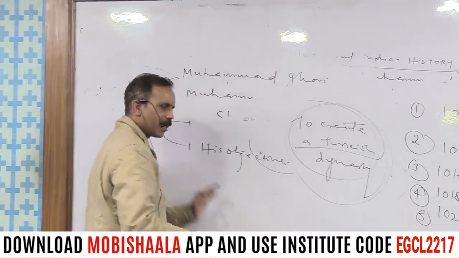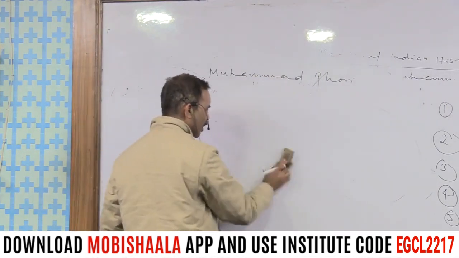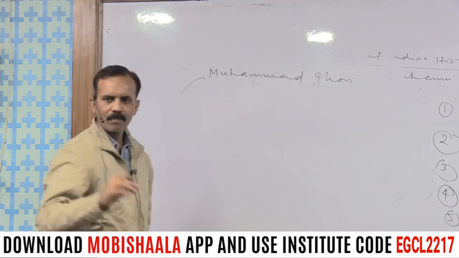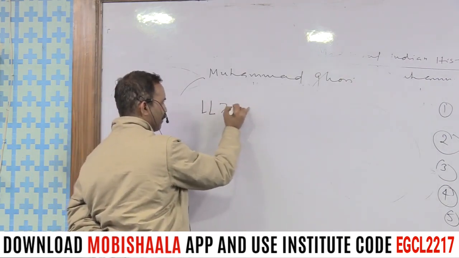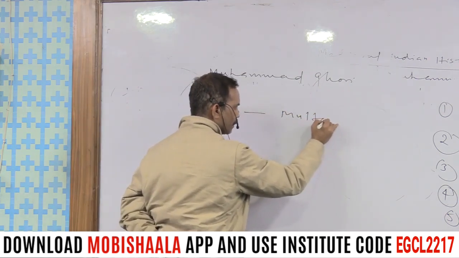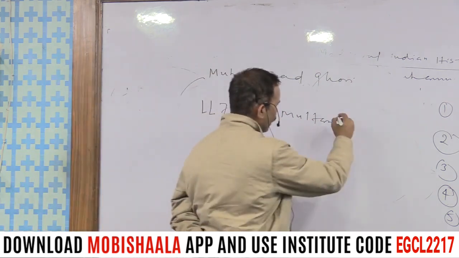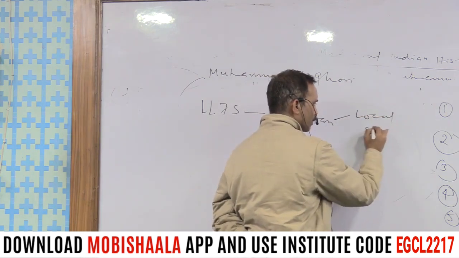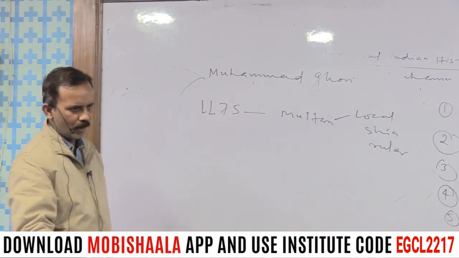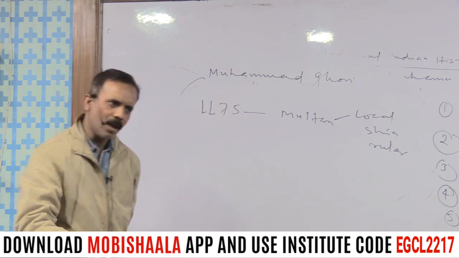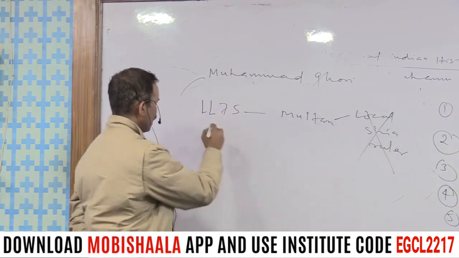Next, military expeditions of Ghori. Right. 1175 against Multan, ruled by a local Shia ruler. He was defeated. Okay. Next.